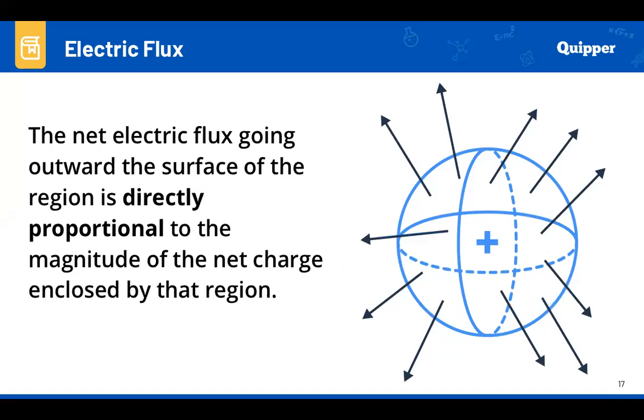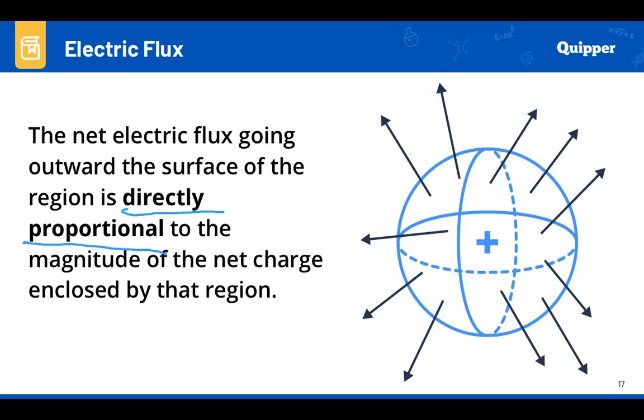So the net electric flux going outward the surface of the region is directly proportional to the magnitude of the net charge enclosed by that region. This is needed by a quite analogy process. It's because here we have the word directly proportional. So it means kung yung isa is tumataas, yung isa tumataas din. Did you get my point? That is directly proportional, right? If the other one is moving down, ibig sabihin nagmo-move down din yung isa. It's because they are directly proportional.